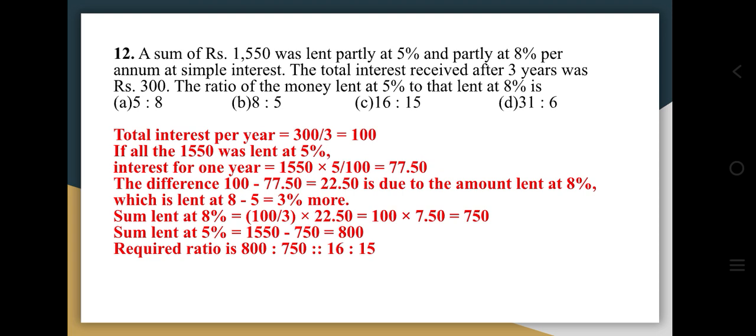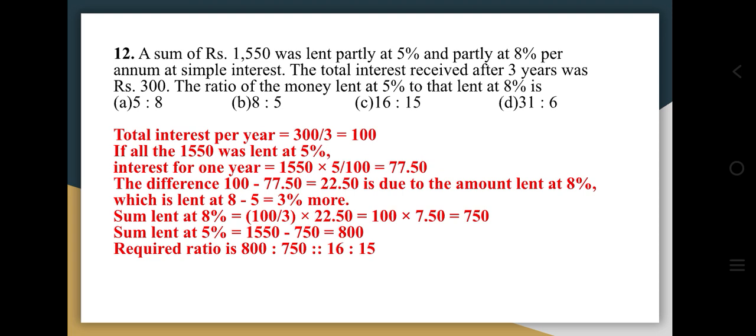So calculate 1 year interest: 300 by 3, that is 100. If all the 1550 was lent at 5% interest for 1 year, then 1550 into 5 by 100 is the interest. That is 77.5, the interest for 1 year. But the interest received is 100. So 100 minus 77.5 is 22.5.